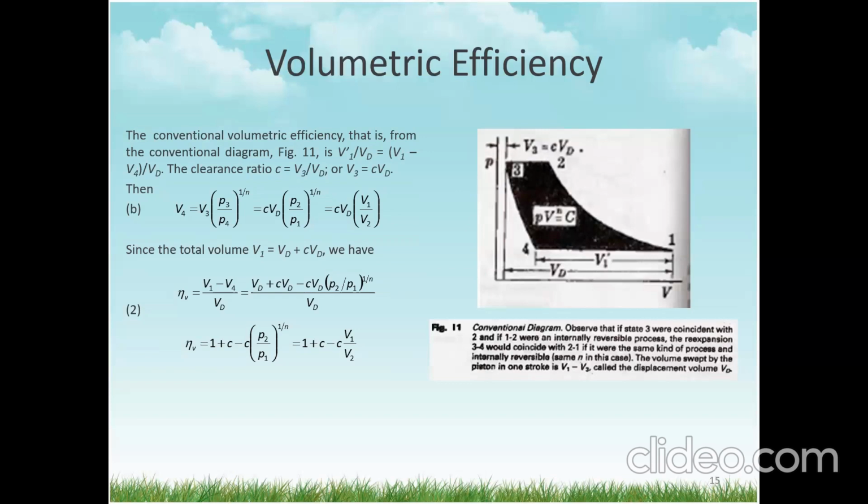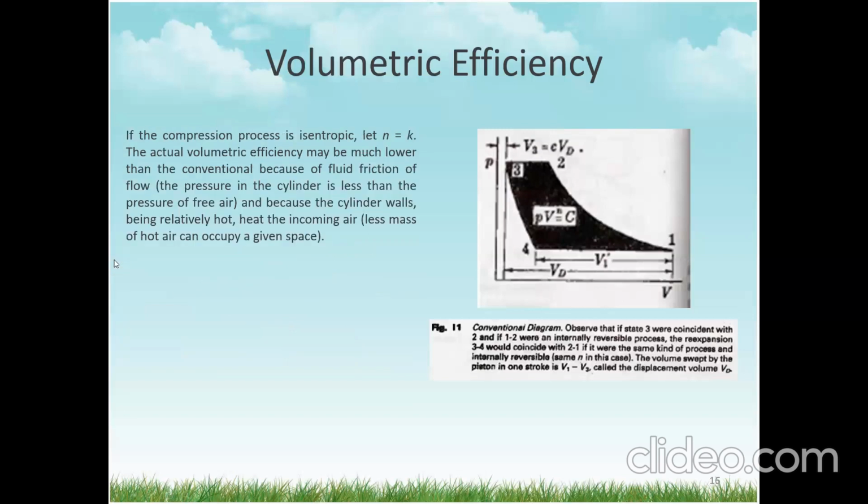Since the total volume B sub 1 is equal to B sub D plus C times B sub D, we have the volumetric efficiency, which is equal to B sub 1 minus B sub 4 over B sub D, which is equal to B sub D plus C times B sub D minus C times B sub D times P sub 2 over P sub 1 exponent 1 over N. So the volumetric efficiency is equal to 1 plus C minus C times P sub 2 over P sub 1 exponent 1 over N. You need to memorize this.